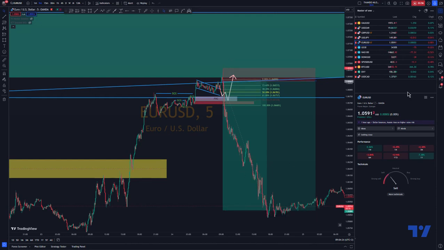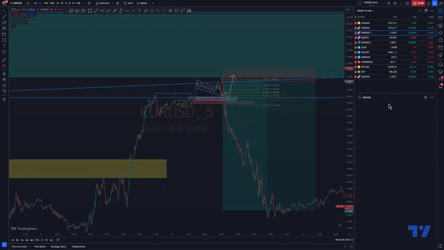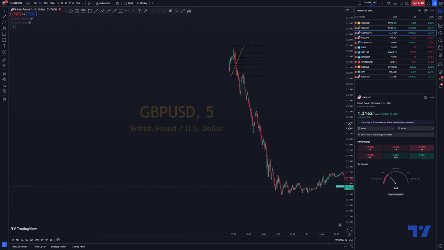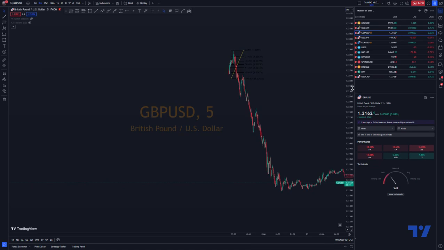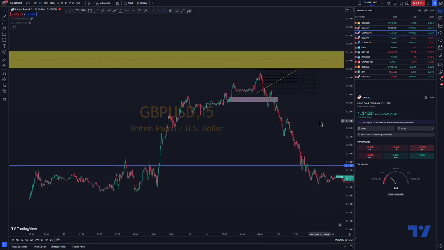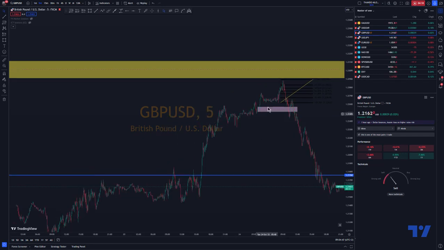Or actually, no, before we go to the next video, let's look at other pairs like GBP, because I was also trading GBP. I didn't open positions on GBP, but I was just looking at it. Okay, yeah. So this is what we had on GBP. It was the same thing that I was looking at.